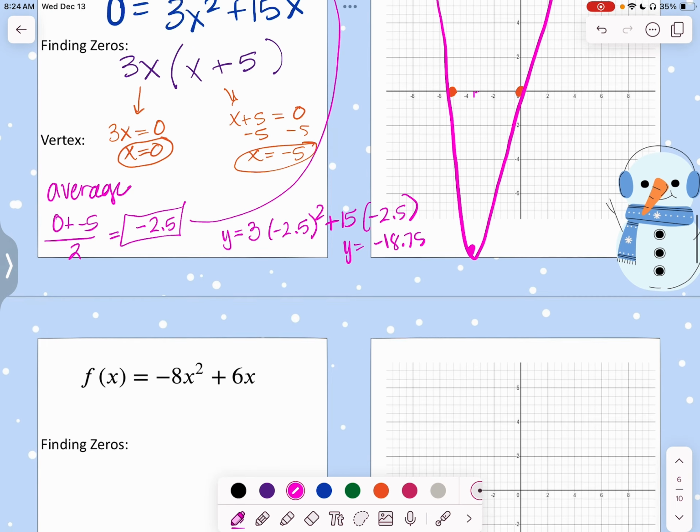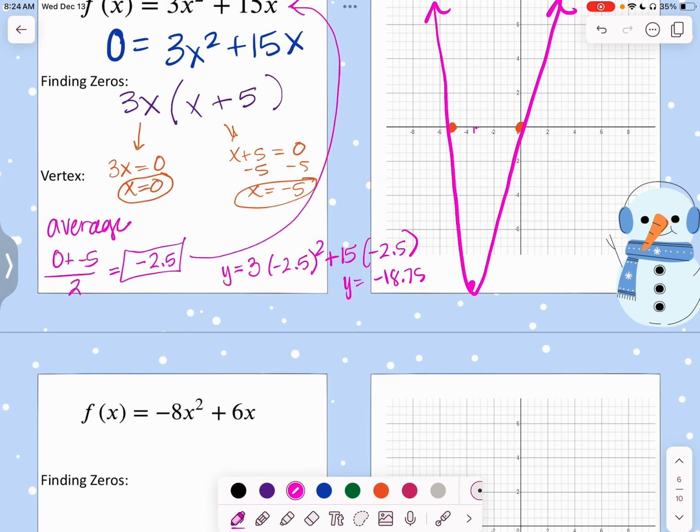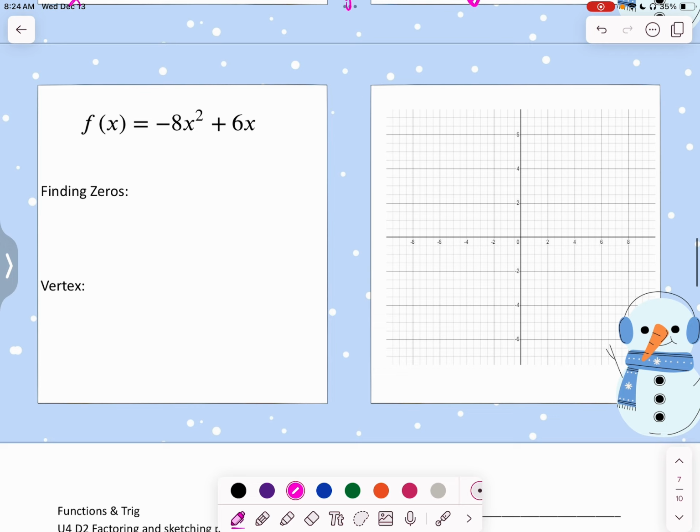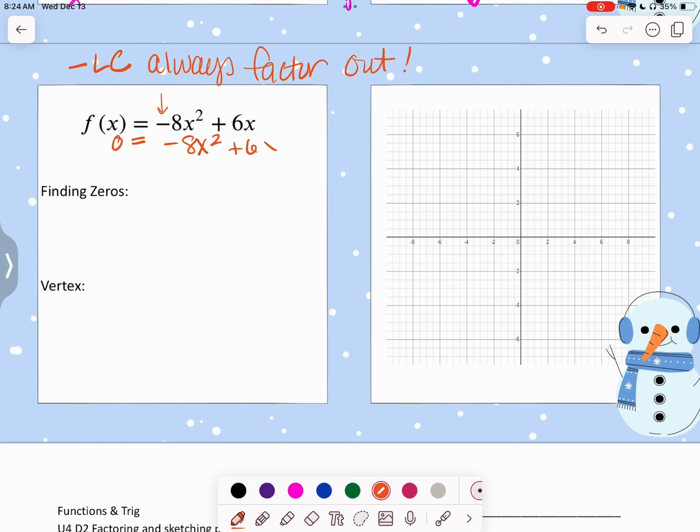So one last thing I want to talk about is when you have a negative leading coefficient, like this, negative 8, you always factor that out. Okay, so the GCF, when the first term is negative, is going to be negative. So when I think about my GCF here, first I set equal to 0 and solve. Sorry, 0. I'm going to take out a negative 2 and x.